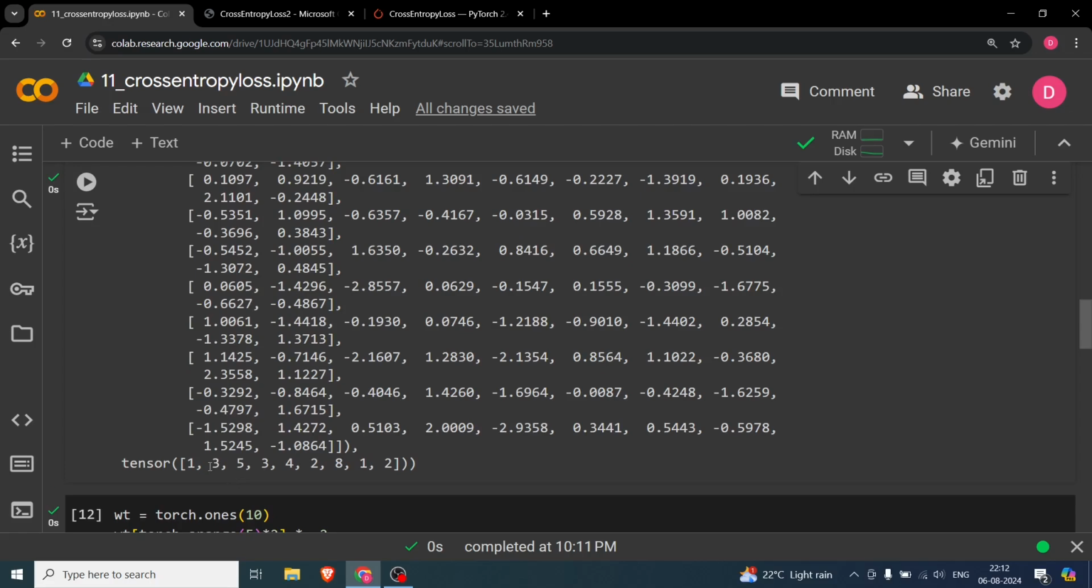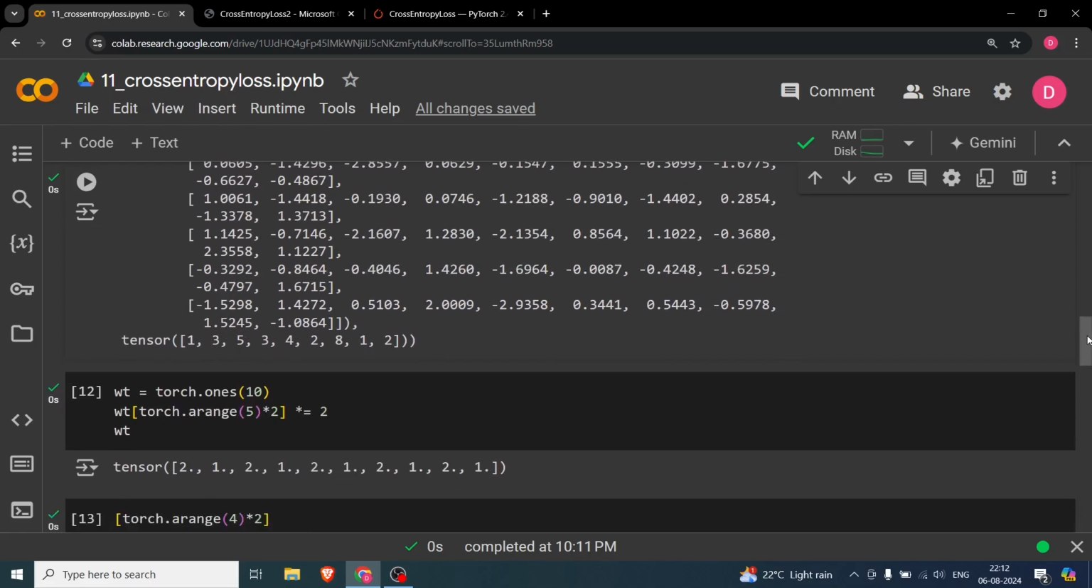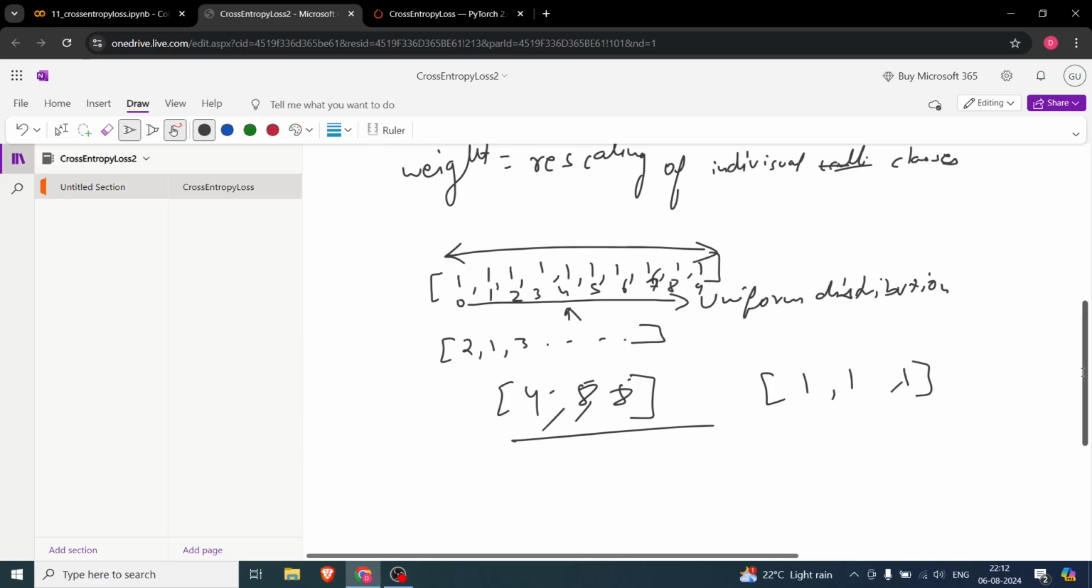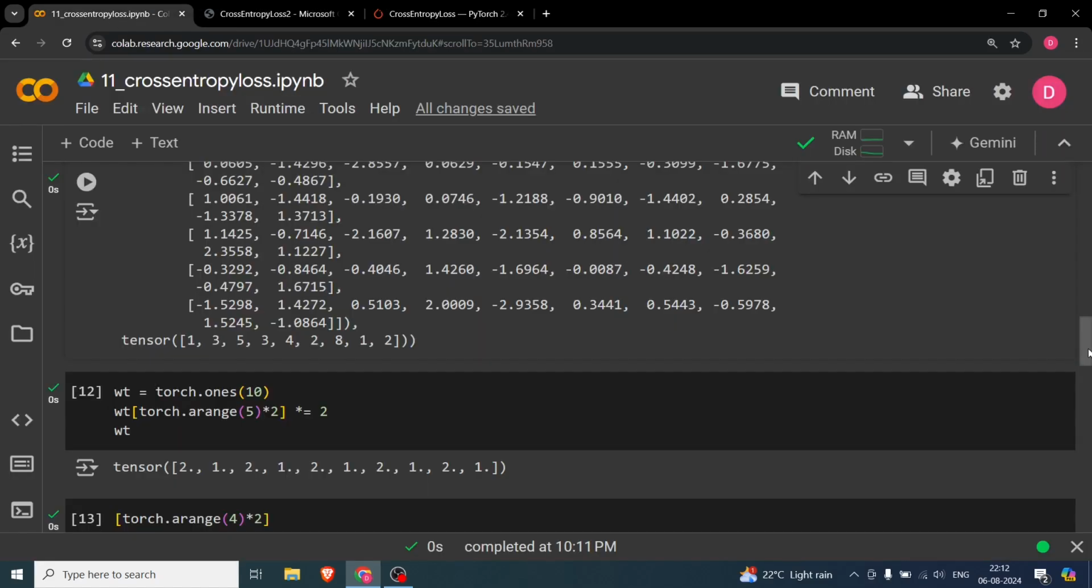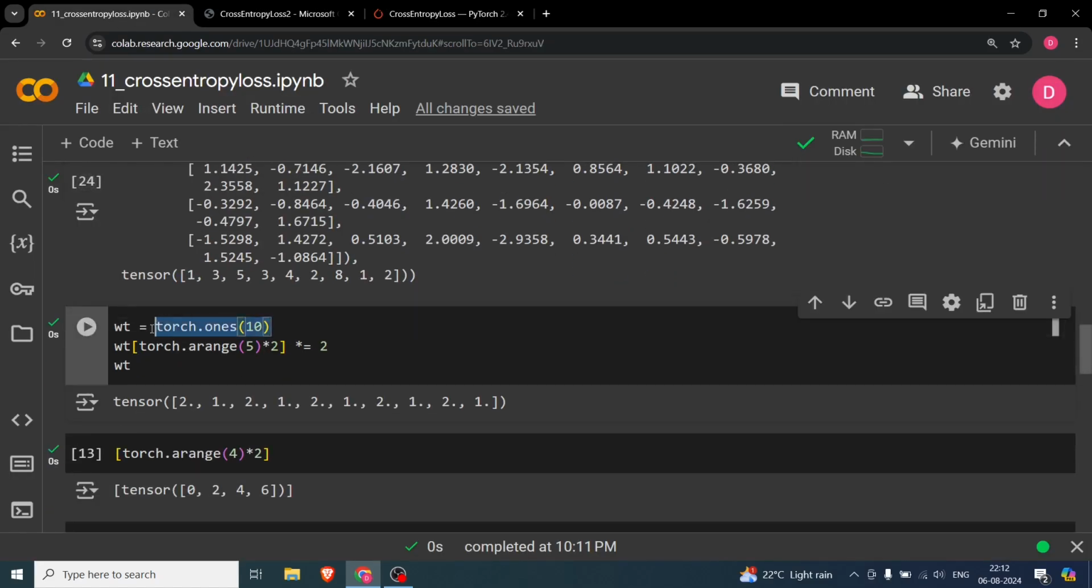Now, how am I going to assign weight? I told you about weight over here. It is rescaling of individual classes. I am saying that let all my classes initially again have a uniform distribution, that is torch.ones. However, what I am doing here is I am going to increase the weight of all the even values.